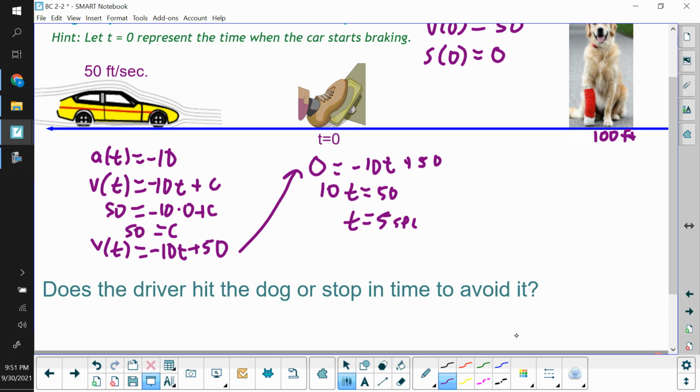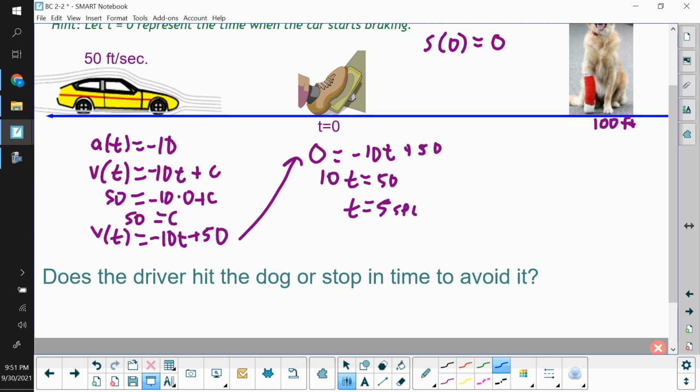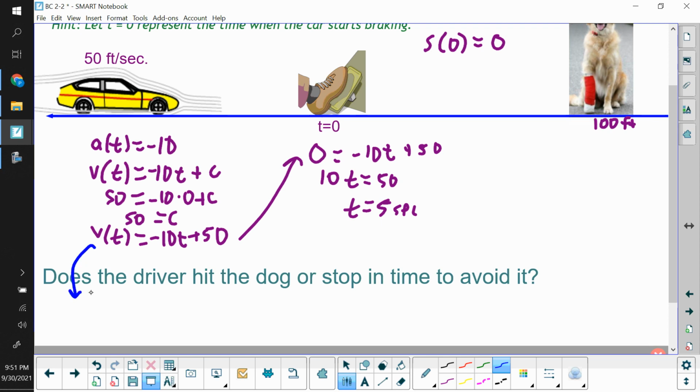Does the driver hit the dog, or does it stop in time? Well, to know that, we need to know the car's position after 5 seconds. So let's take our velocity function and do the antiderivative to get the position function. So s of t would equal negative 5t squared, because the exponent goes up 1 to 2, and now we divide the negative 10 by 2. The antiderivative of 50 would be 50t, and then we'll do plus d on the end.